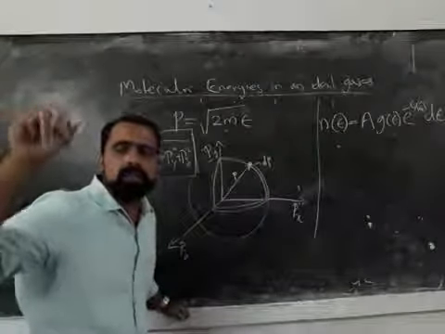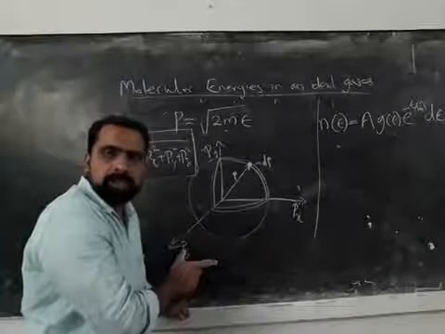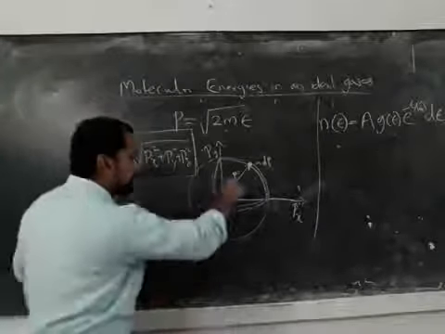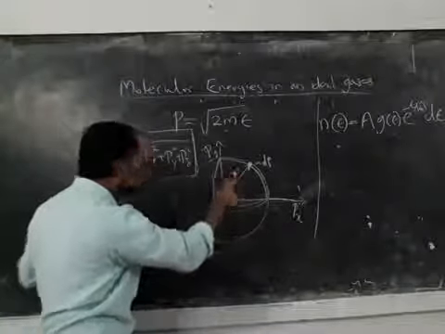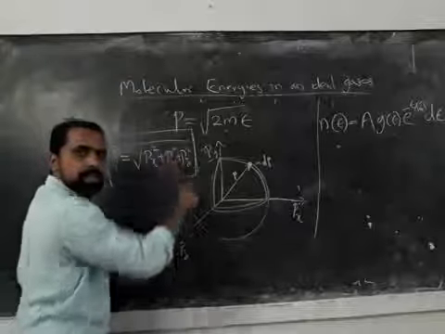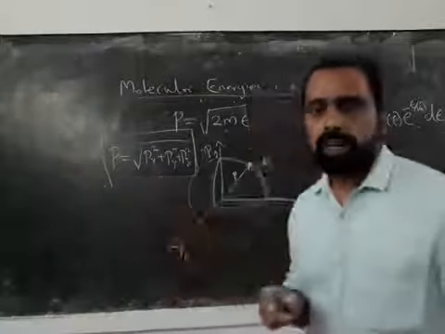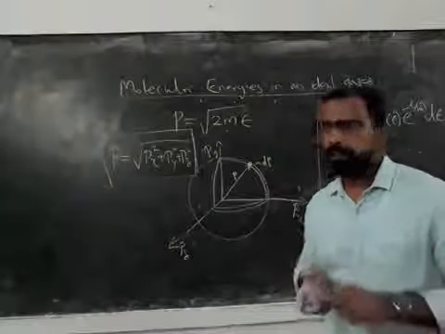You write square root of x square plus y square plus z square. Similarly, in momentum space, this vector linear momentum p, you can write it as square root of px square plus py square plus pz square. Isn't it? Am I right or no? I think you understood what I mean.